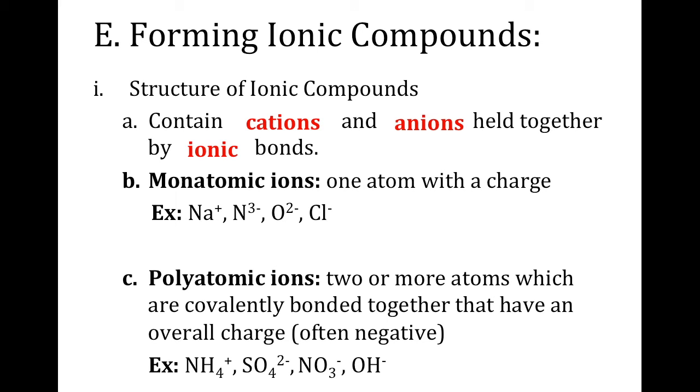Polyatomic ions, which you know because you remember them from naming, but why are they called polyatomic? Well, poly means more than one, atomic means atom. So they are ions consisting of more than one atom: 2 or more atoms which are covalently bonded together that have an overall charge, often negative. We do have one that we deal with in our class, ammonium, and it is positive, and these others, notice they have more than one element, and they are negative. Okay, so ions with more than one atom making them up.